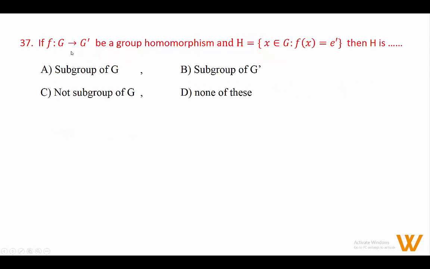37. If f from G to G dash is a group homomorphism and H equals the set of X belonging to G such that f of X equals E dash, where E dash is the identity in G dash, then H is ___. We know H is the kernel of f. Also H is a subgroup of G. The answer is option A, subgroup of G.